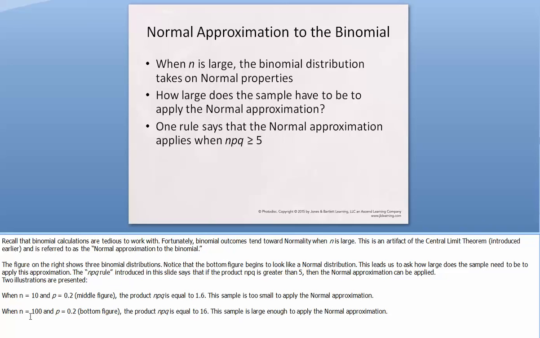If you have n to be 100, that means you have repeated the trial 100 times, then you can apply the normal approximation. All right, then. So let's go to the next slide.